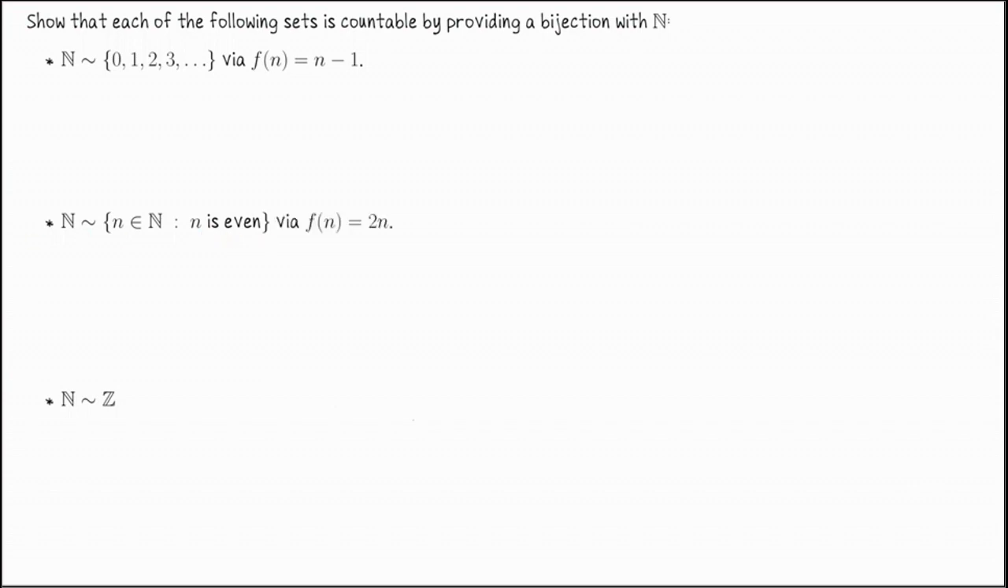If we let f of n equal 2n, then if I plug in the natural numbers 1, 2, 3, 4, I'm going to get mapped to 2, 4, 6, 8. So this is an onto function. It's also one-to-one. So this is a bijection from the set of natural numbers to the set of even natural numbers. Lastly, the set of natural numbers is also in bijection with the set of all integers.